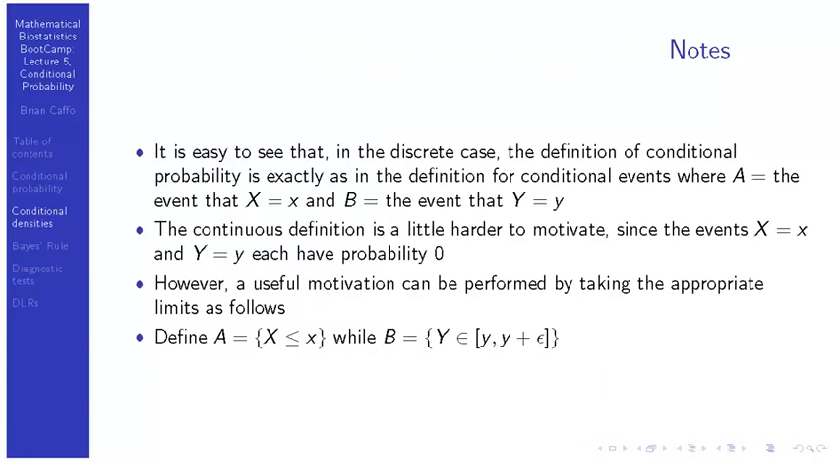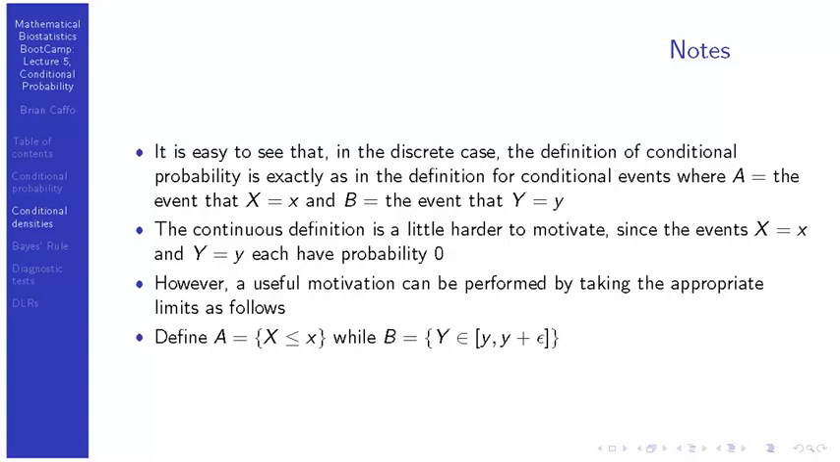Let me elaborate on that point. In the discrete case, where x can only take so many values, 1, 2, 3, 4, this definition of conditional probability is exactly the definition that we used for events, where A is the event that X equals x and B is the event that Y equals y. So there's no confusion. It exactly agrees with our definition of conditional probability.